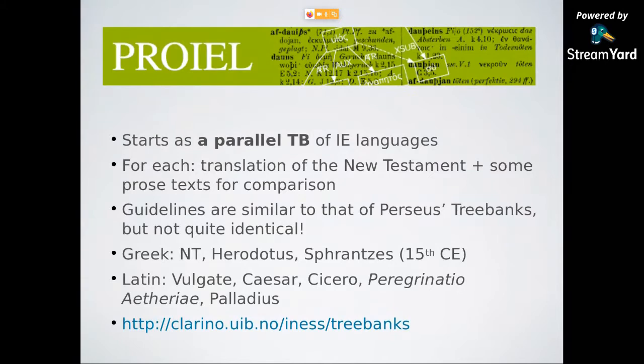One of them is based in Oslo. It's the PROIEL project, and it started as a parallel treebank of Indo-European languages using the text that is available for all those languages, which is the New Testament in different translations. And then they also added for each language some prose text for comparison. In Greek, for example, they used Herodotus and a Byzantine author. In Latin, they added some text from Caesar, from Cicero, and other late antique authors.